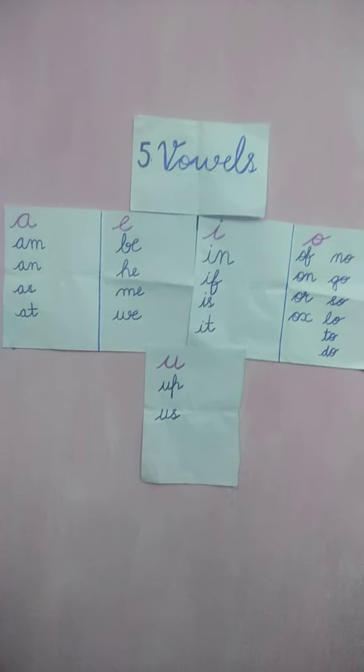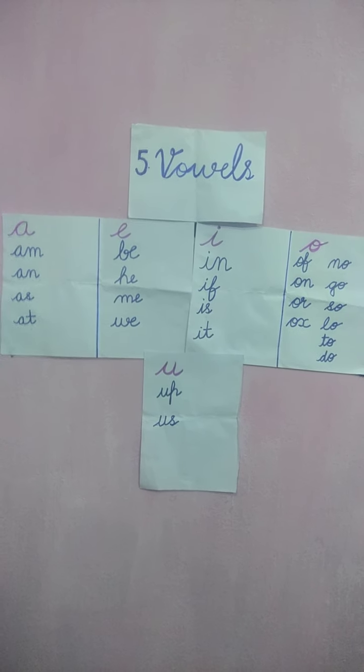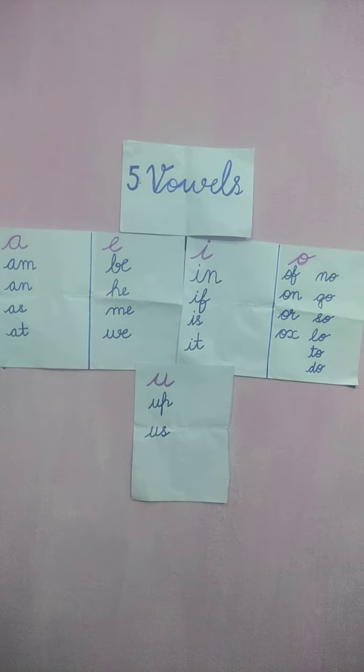How many vowels are there? There are 5 vowels. A, E, I, O, U. How many vowels? 5 vowels. Repeat it again. A, E, I, O, U.